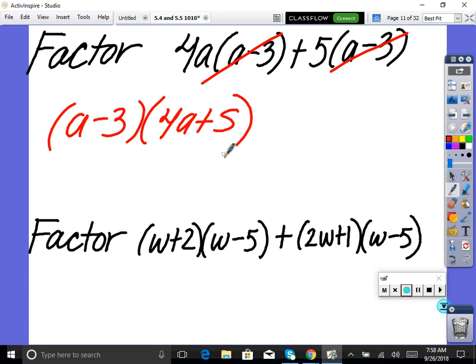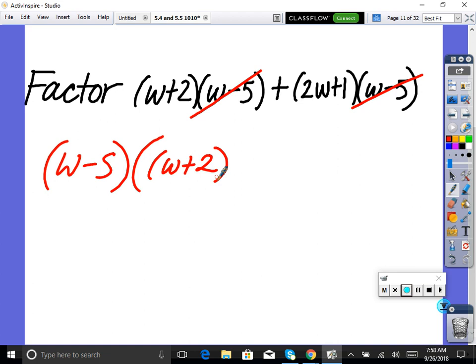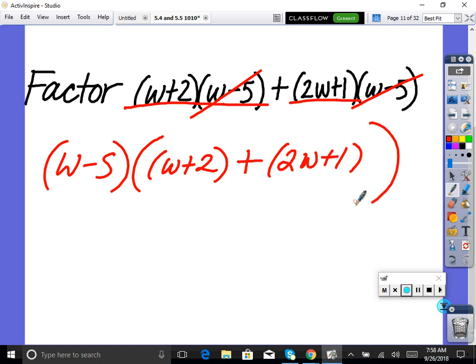So what's in common here? Good, w minus 5. So it divides out. And then left is, careful, we have this w plus 2, don't we? Now look, watch, people were doing some weird things. We have a w plus 2 left. Now it's a plus sign, isn't it? So it's plus, not multiplication. And then left here was 2w plus 1. Now look inside those parentheses. Can't you combine like terms? Yes. Even though there's parentheses, it's just addition, isn't it?